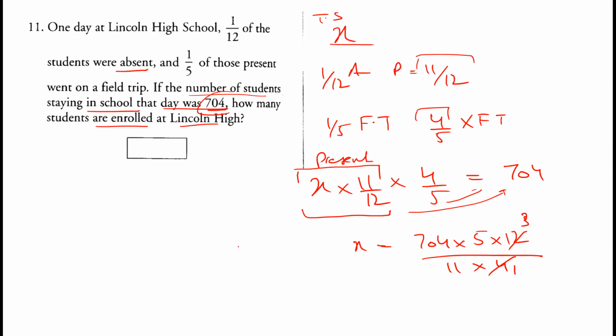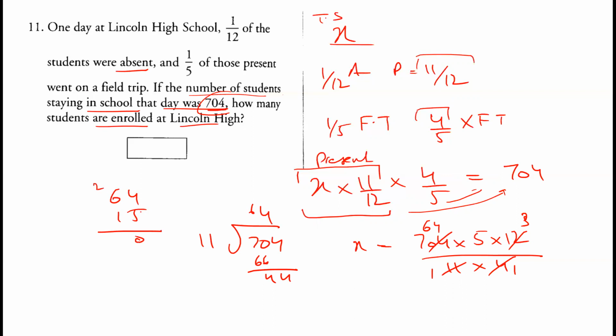And 704, if you are clever enough, you can check: 11 times 6 is 66, 70 minus 66 is 4, 44, 11 fours are 44. So 704 divided by 11 is 64. So 64 multiplied by 15: 5 fours are 20, 5 6s are 30, 32, and 1 four is 4, 6 ones are 6. So 4 plus 2 is 6, 3 plus 6 is 9. So the total number of students enrolled in Lincoln High equals 960.